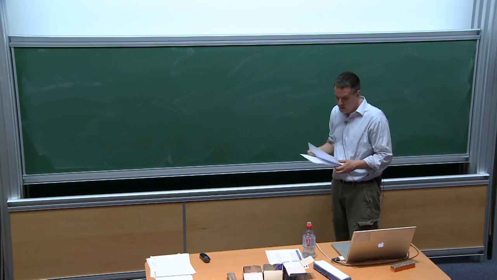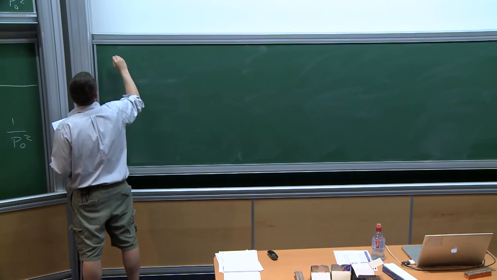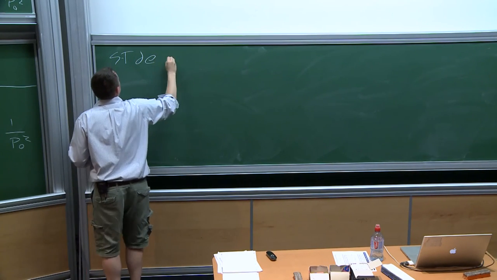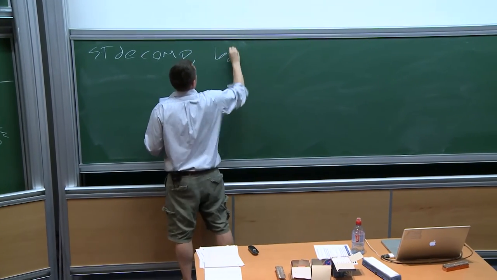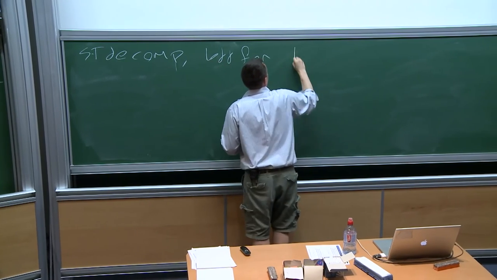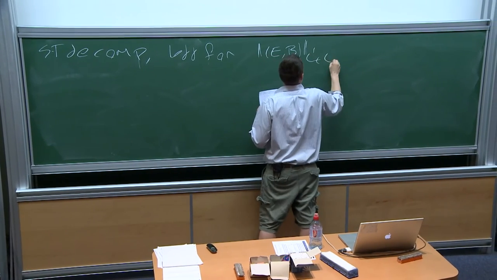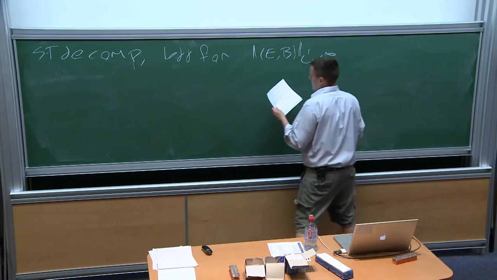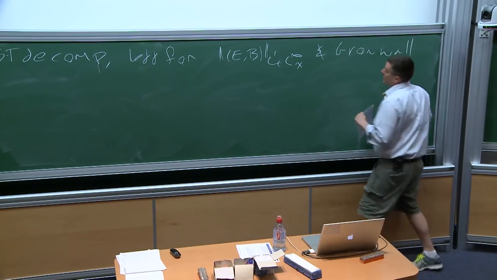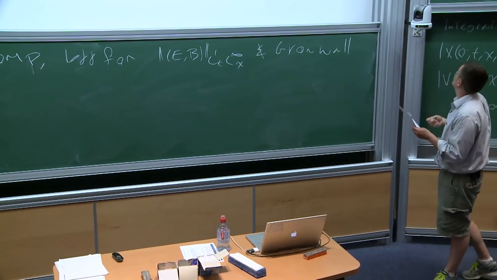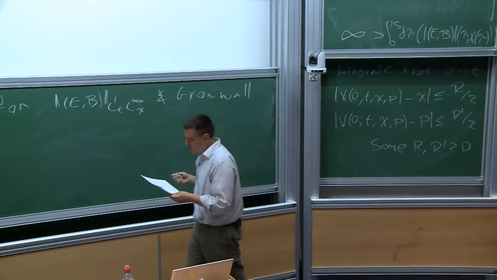And the goal is to bound the field. So then ST decomposition. I bound for, okay, so I claim that if you combine the ST decomposition, the assumed bound for E and B, and Grunwald, you get a horrible bound for K.